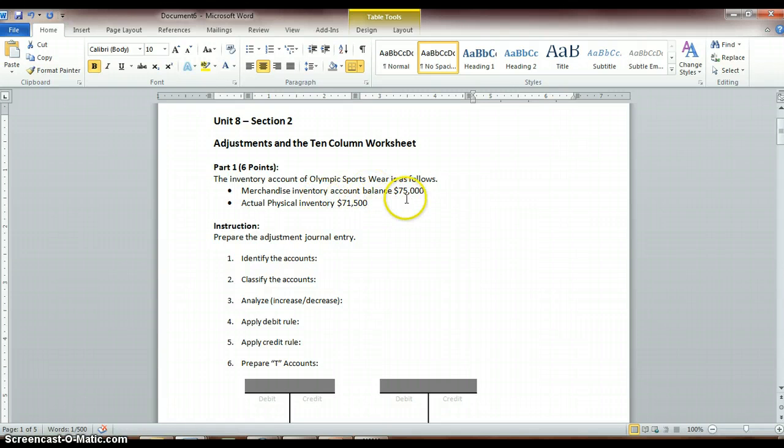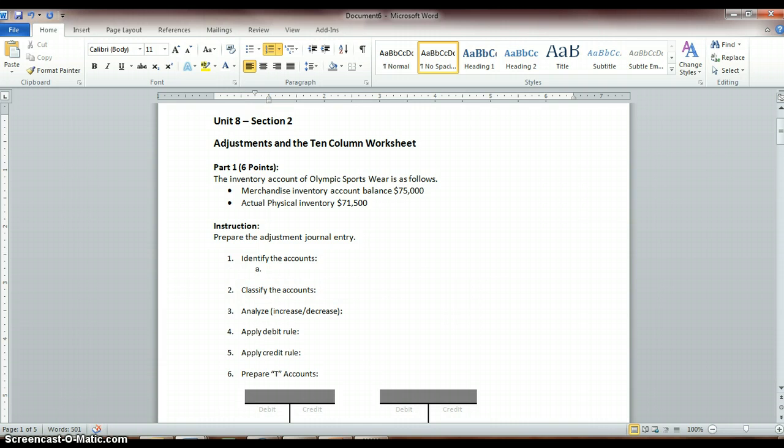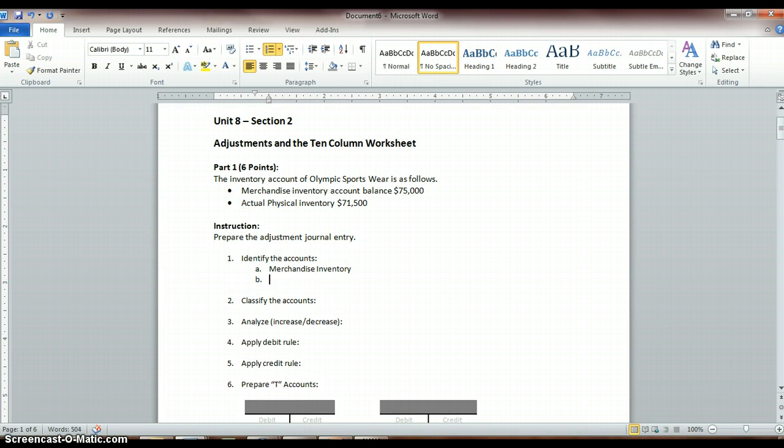So what we do first is we look at our merchandise inventory. We have a balance of $75,000, and our actual physical inventory was $71,500. So now we need to identify the accounts that are going to be affected. The first one's pretty easy. It tells you we're looking at merchandise inventory. And if you've read through the text, which I'm sure you have by now, you will know that income summary is the other account that we're working with when we adjust merchandise inventory, because merchandise inventory affects the overall value of our company. Income summary is an owner's equity account.